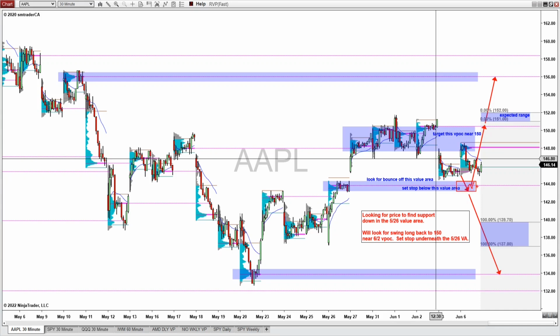It could come down, hit the POC, this virgin point of control, and then come back up. When it does, that's basically where I want to go long. My target is essentially this VPOC here, up at somewhere around 151. So I'm targeting 150, sort of front running a little bit, then ultimately it would be up at this 156 area, because I also have a virgin point of control up here.